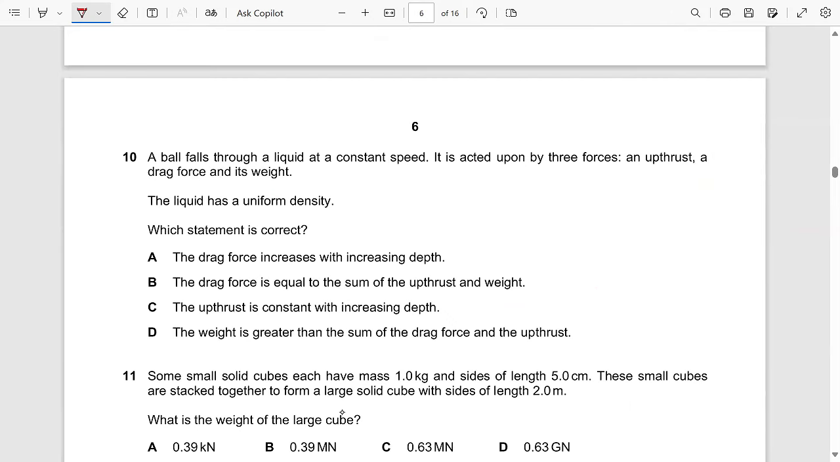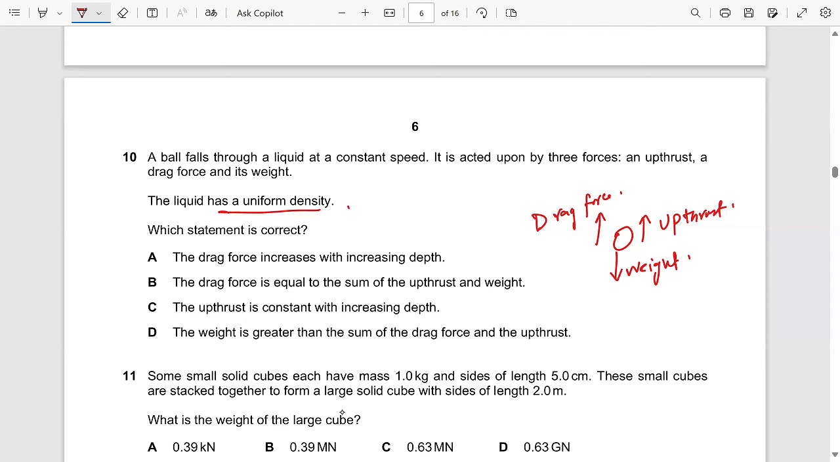A ball falls through a liquid at a constant speed. It is acted upon by three forces: an upthrust, a drag force, and its weight. So you have upthrust here, you have a drag force, there's also weight involved here. The liquid has uniform density. Which statement is correct?